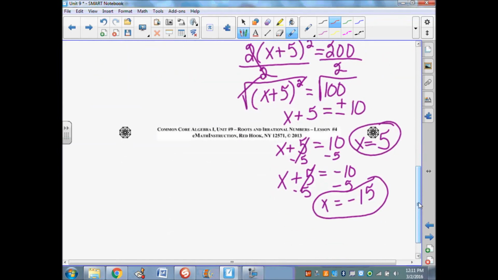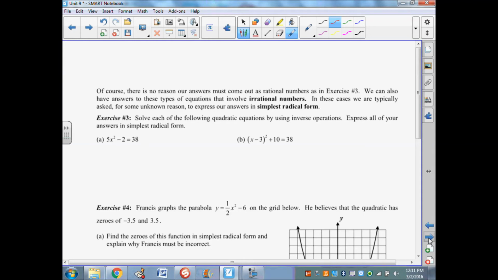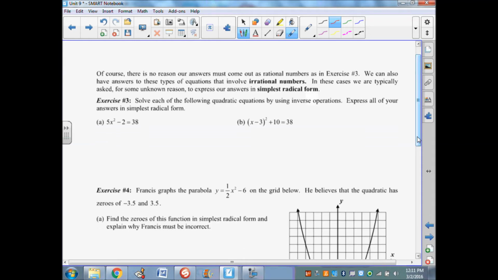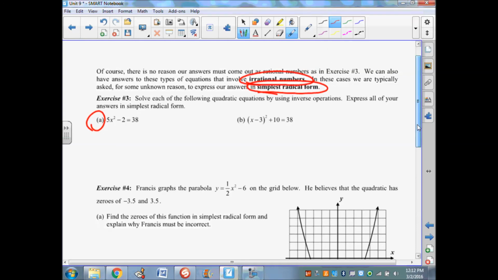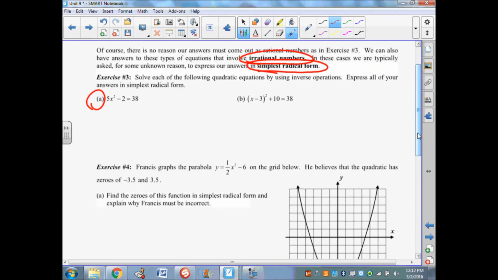Okay, so go ahead and flip the page. This section is going to talk about getting some irrational answers. Okay, so delving into that simplest radical form a little bit more. You're going to do A on your own. Let's do B together. Now B looks pretty similar to the one we just got done doing, so we're going to subtract 10 from both sides.